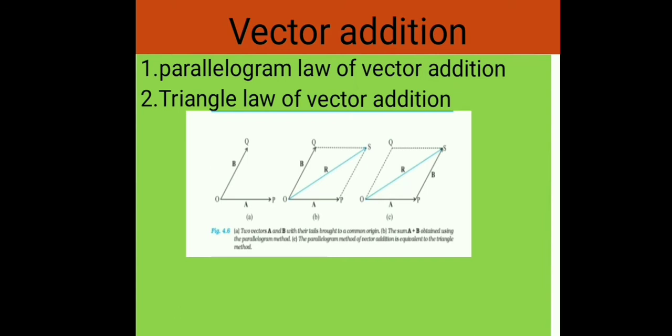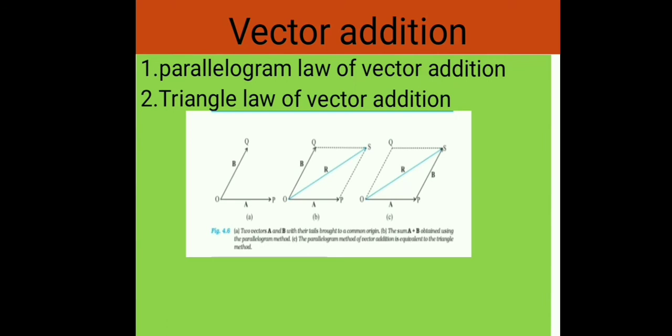If two vectors can be represented both in magnitude and direction by the two adjacent sides of a parallelogram drawn from a common point, then their resultant is completely represented both in magnitude and direction by the diagonal of the parallelogram drawn from that point. You can see in diagram B, in which the resultant vector is denoted by the diagonal, that is OS, and this would be equal to R vector equals A vector plus B vector.